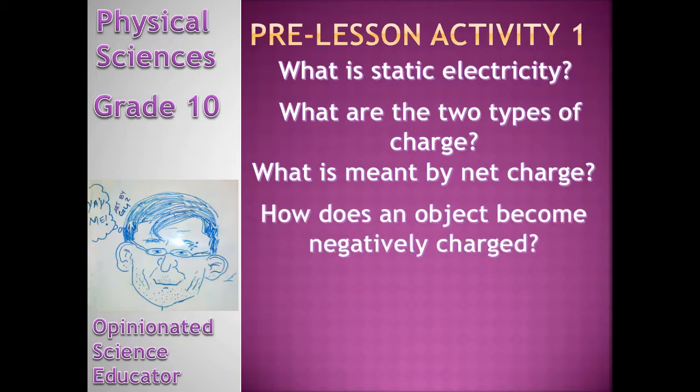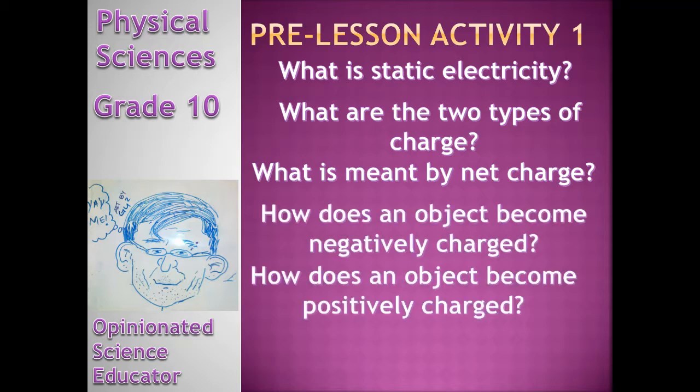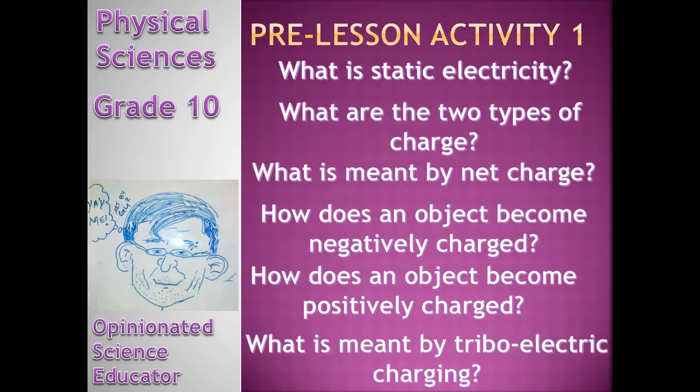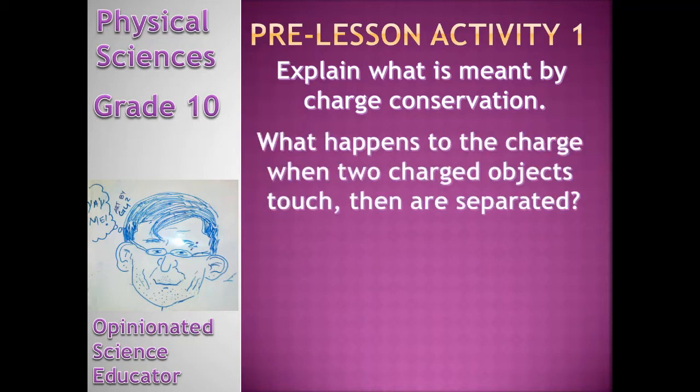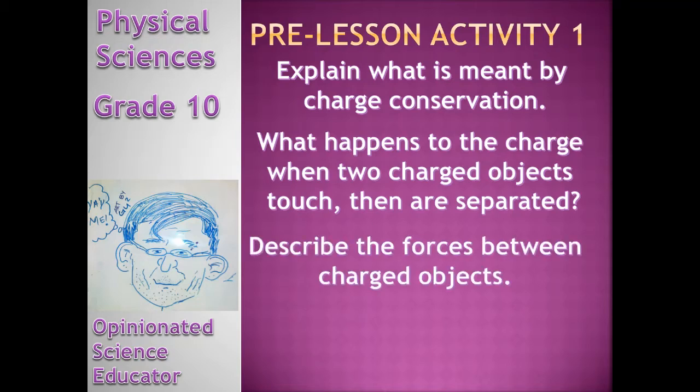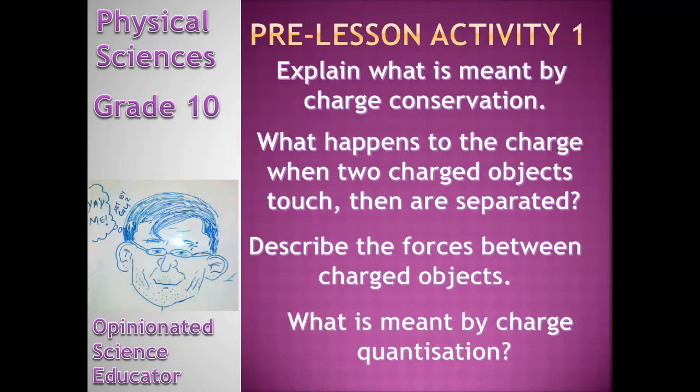How does an object become negatively charged? How does an object become positively charged? What is meant by the triboelectric charging? Explain what is meant by charge conservation. What happens to the charge when two charged objects touch, then are separated? Describe the forces between charged objects. And finally, what is meant by charge quantization? Remember, once you've answered these questions, make a summary as a concept map.